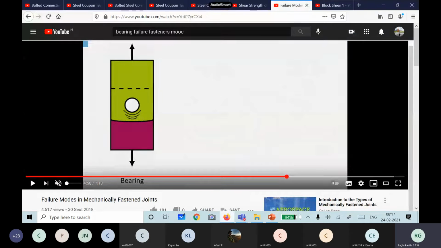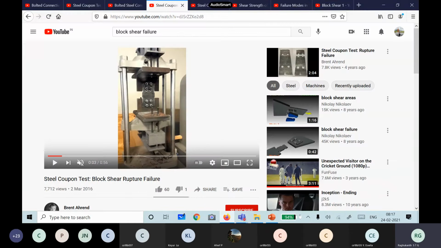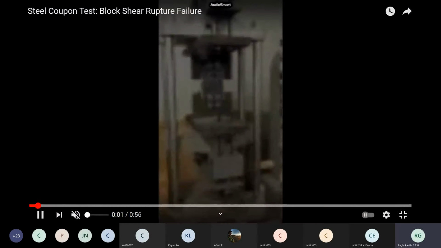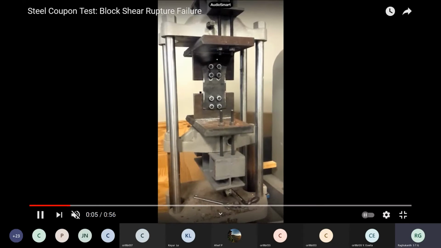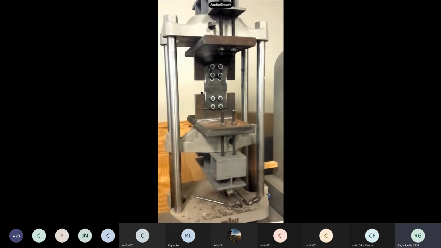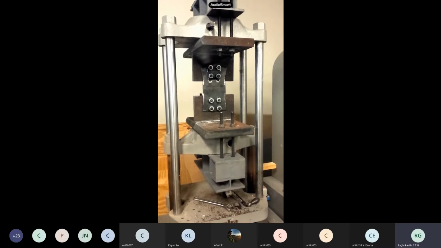So let us see this one also. Where is this block shear? Yes, you can see this video, which shows the block shear. Look at the top joints, the top 4 bolts. What is happening near the top 4 bolts? As you keep on increasing the load, you can see the full joint itself has gone out. That's what we call the block shear failure.